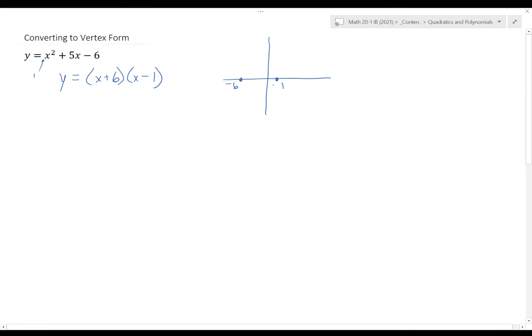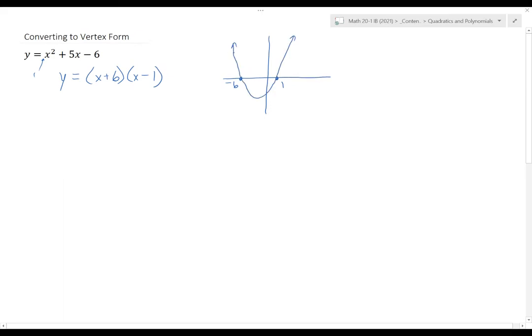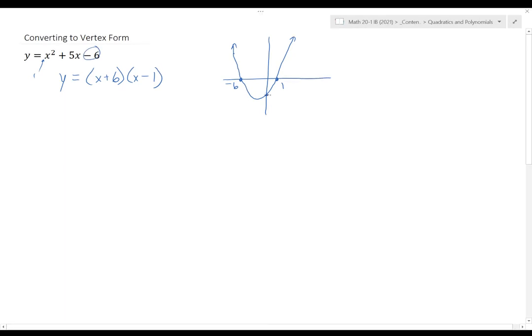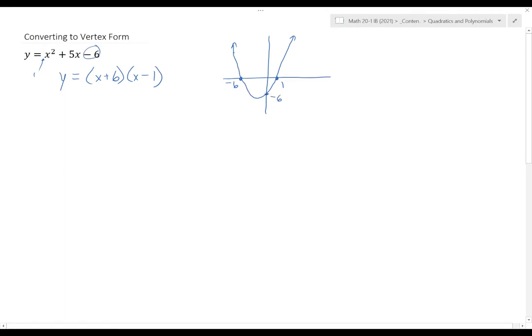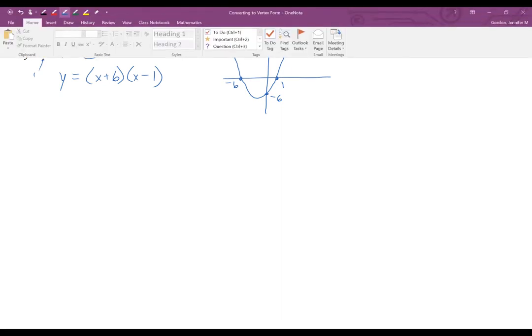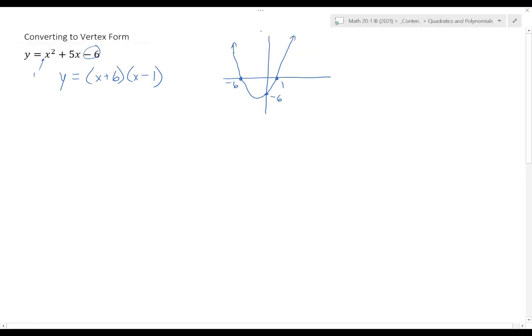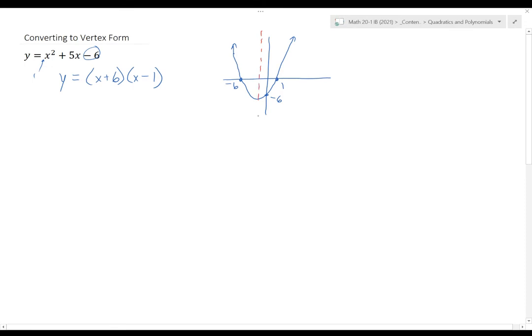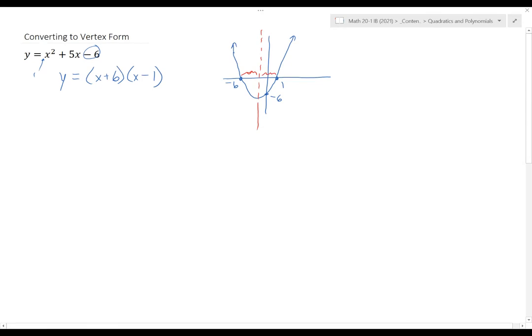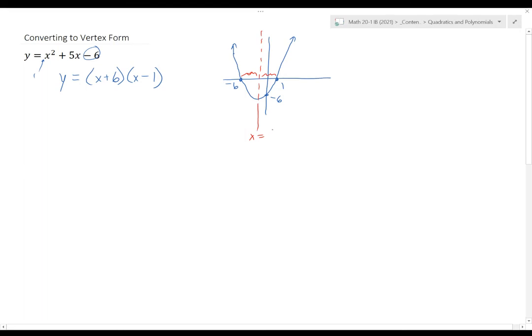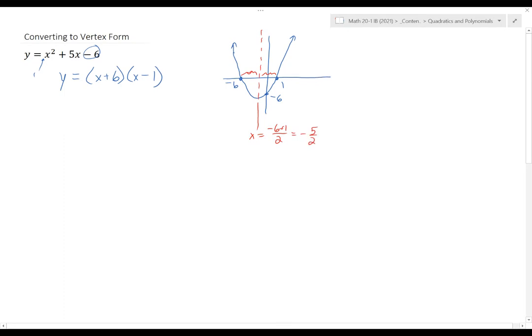And I actually also know that the y-intercept is negative 6, right here. That doesn't really end up mattering to this. What really matters is those x-intercepts, because the vertex has to be on this axis of symmetry, which has to be exactly halfway between the two x-intercepts. So I can find this axis of symmetry by averaging the x-intercepts. Negative 6 plus 1 divided by 2 is negative 5 over 2, or negative 2.5. I'm going to keep it in fraction form. That gives me the x value of the vertex.